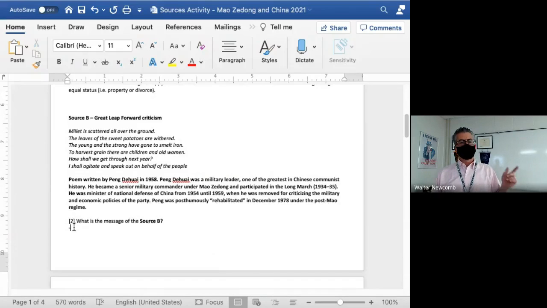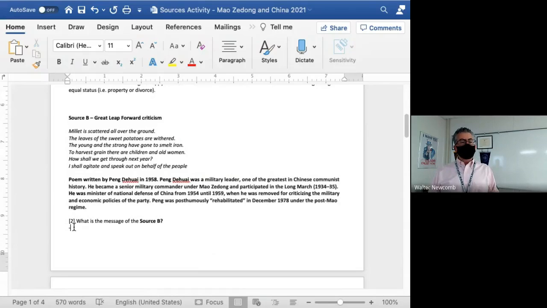Millet is scattered all over the ground. Leaves of the sweet potatoes are withered. The young and the strong have gone to smelt iron. To harvest grain, there are children and old women. How shall we get through next year? I shall agitate and speak out on behalf of the people. Right?